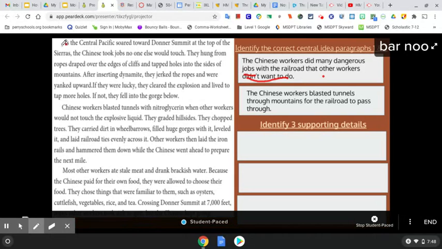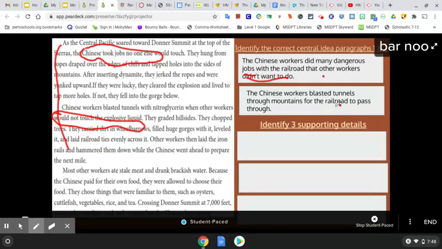So based on these two paragraphs, I have to determine, okay, what's the central idea? Well, while I read it, I noticed there were some things that repeated. What repeated? Chinese took jobs that no one else would do, right there, as well as in the first couple paragraphs, in the first sentence here. Would not touch explosive liquid. So that tells me which one of these central ideas is best.